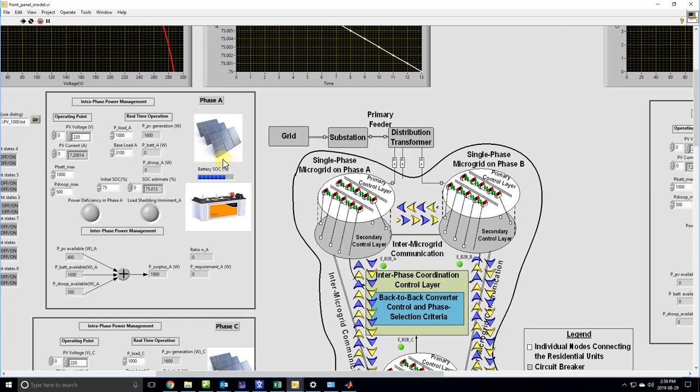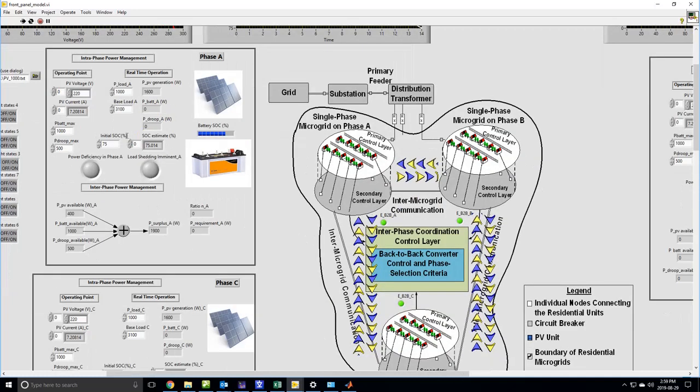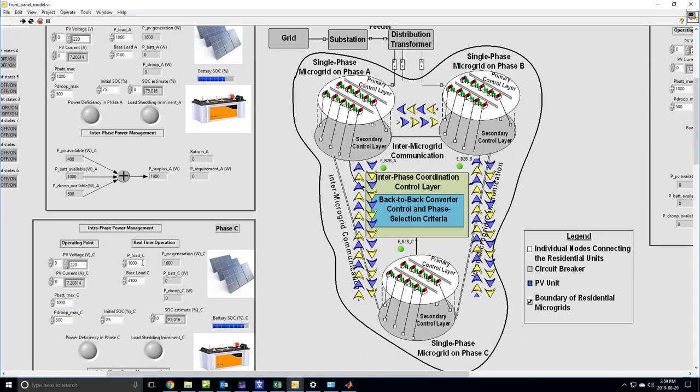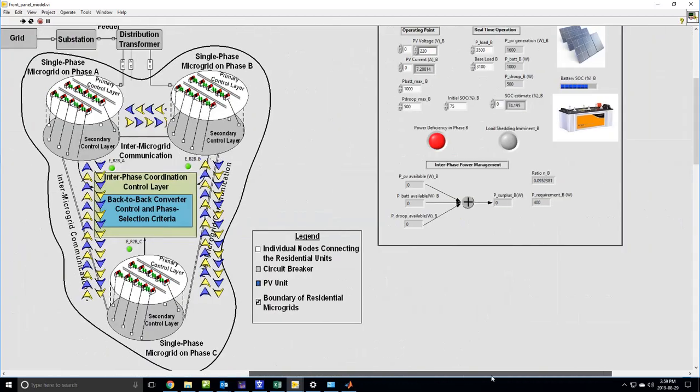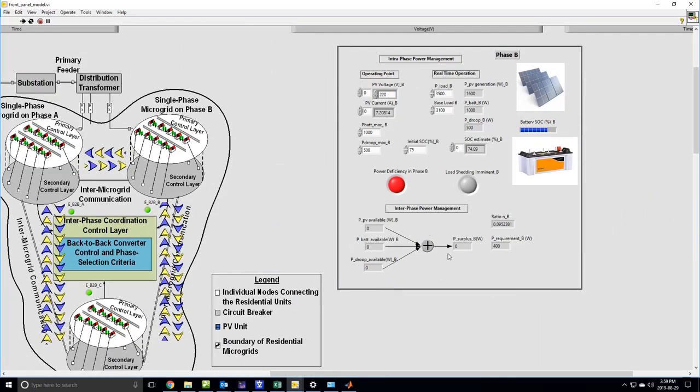Okay, so in this case, what is happening is that in phase A, the load is very small, and only PV generation will be required to support the load, which is the same case in phase C also, because the load is same as in phase A. Hence, there is power surplus in both phase A and phase C. While in phase B, you can see there is no surplus power because all the available power from the DG units is used to support the load. There is a power requirement of 400 watts.